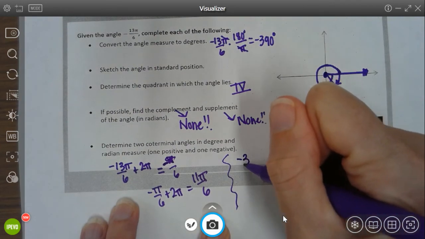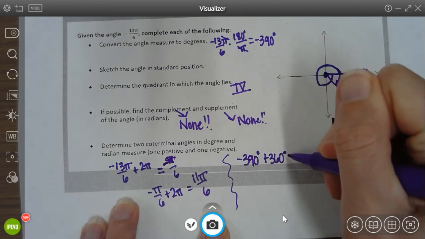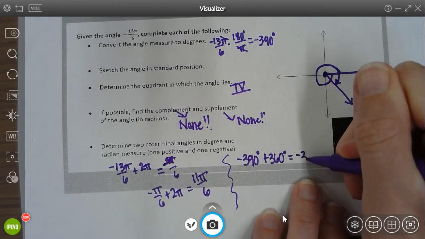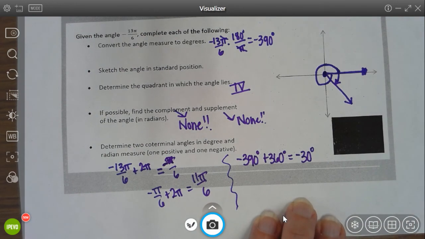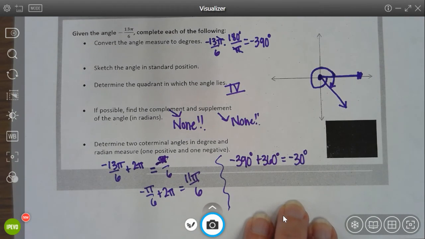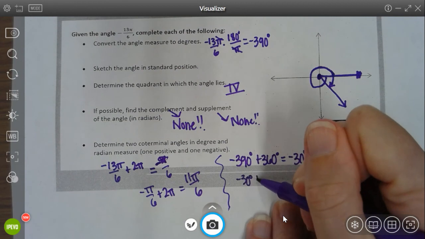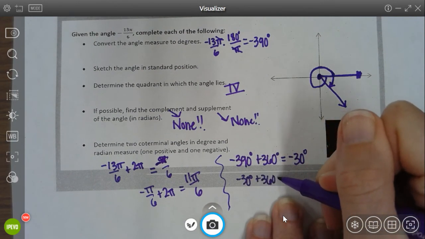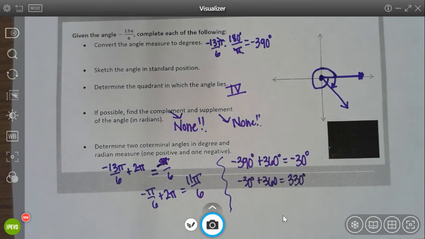Using degrees, I would take that negative 390 degrees and add 360. And I would get negative 30. And again, I want to keep on adding because if I subtract, I'm going to get another negative angle measure, and the directions say I want a positive and a negative. So I'm going to take that negative 30 degrees and add another 360 to it and get my other coterminal angle to be 330 degrees.